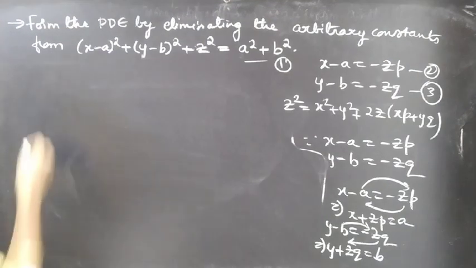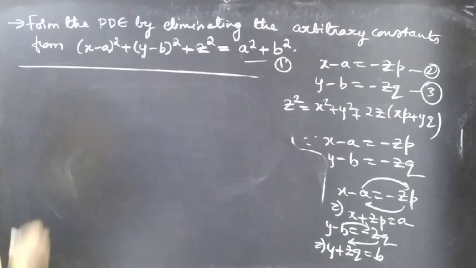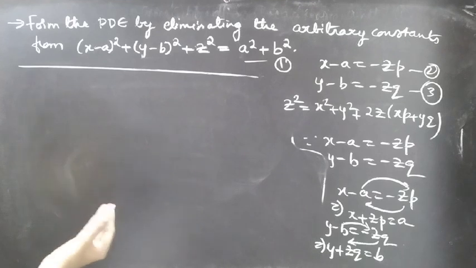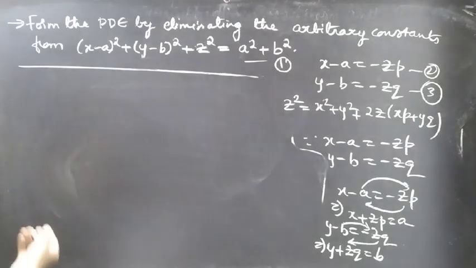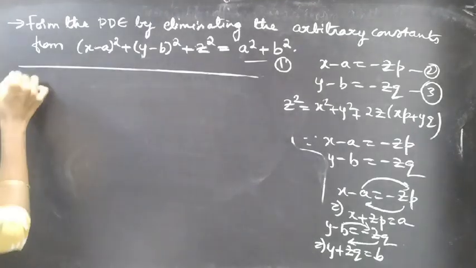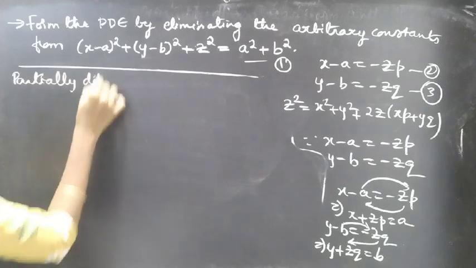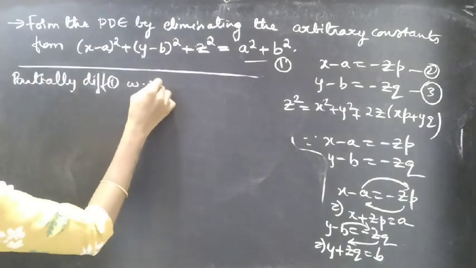Now let's see the shortcut. So we are given an equation. Now we need to find the partial differential equation from this. We need to form the partial differential equation from 1. Now we'll partially differentiate 1 with respect to x.